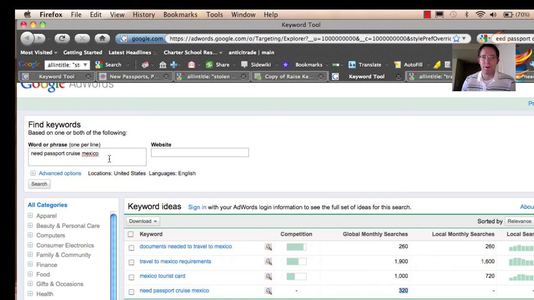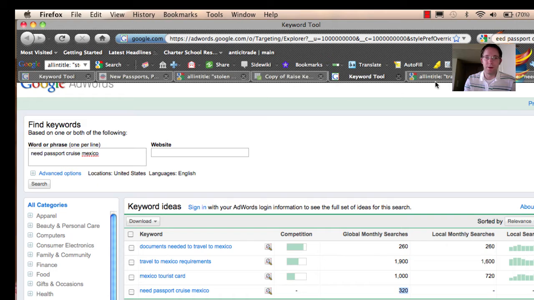I know that these are people that probably already have bought their cruise tickets and they're planning on definitely going to Mexico, and so these are all people that definitely are going to need a passport if they don't have one. On top of that, I also find some other phrases in here like travel to Mexico requirements, documents needed to travel to Mexico, and there's definitely between 2,000 and 3,000 searches here just within this specific niche and 4 keyword phrases that I decided to focus on.